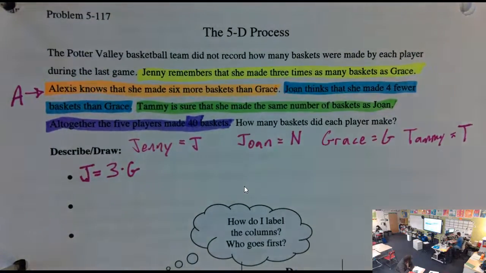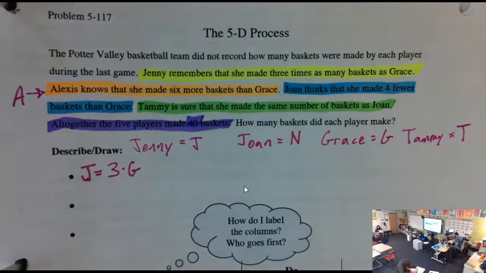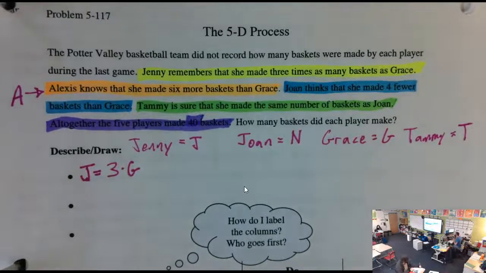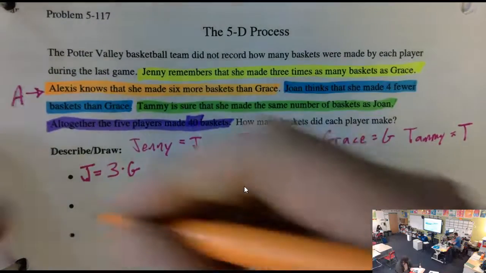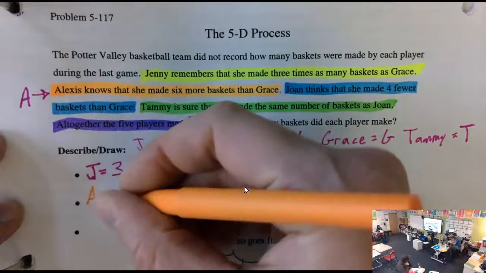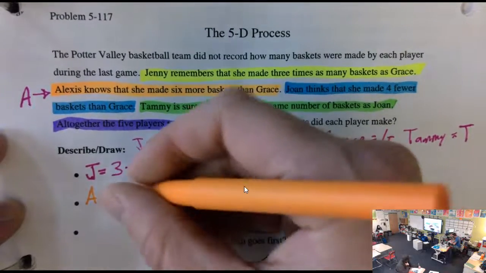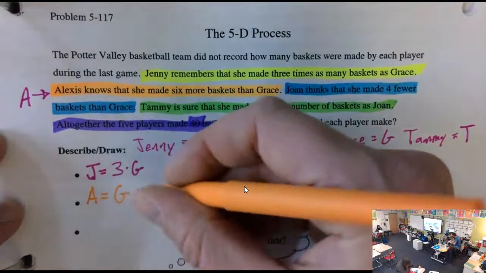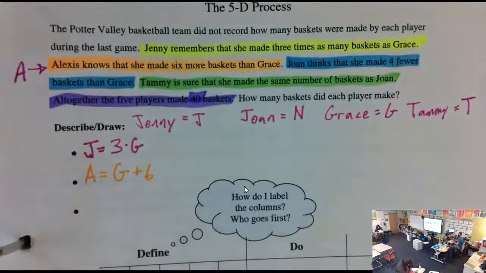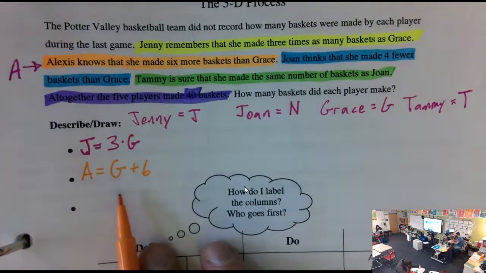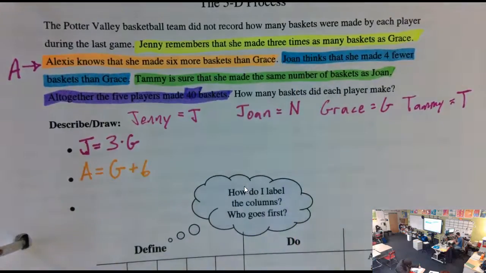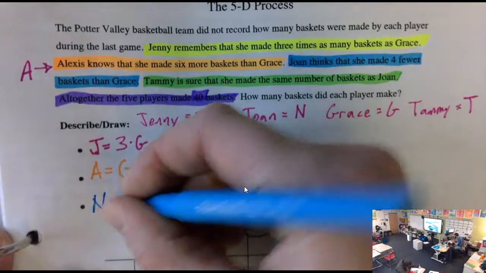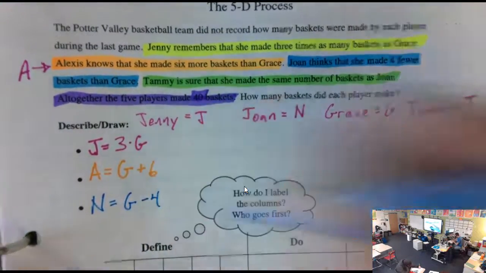Franco, can you tell me what I could write for A equals? Yeah, but I'm going to put the G first because it's kind of easier that way. Yo, Franco just gave me my A equals. You can keep working, but keep glancing up here. Make sure you've got things written down correct. Vincent, what could we write for Joan for N equals? G minus 4.